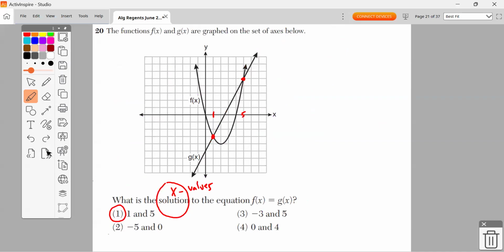In question number 20, the functions f of x and g of x are graphed. Great. F of x is a quadratic, a U-shaped graph, and g of x is a line. What is the solution? Now, solution means your x values. That's one of the things that you need to remember is that solution means your x values to the equation. So at what x values are they equal? At what x values do they intersect? They intersect right here at 1 and right here at x equals 5.